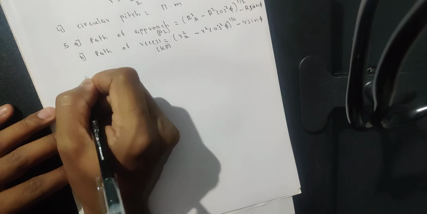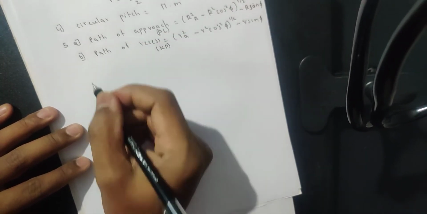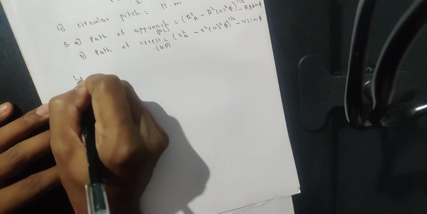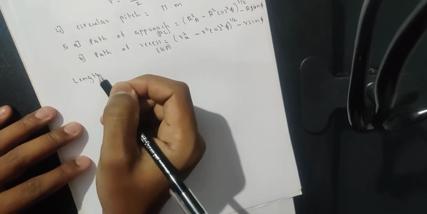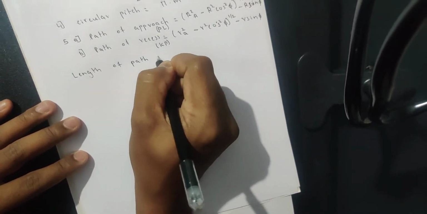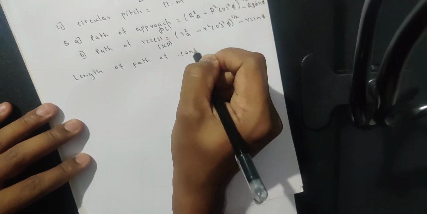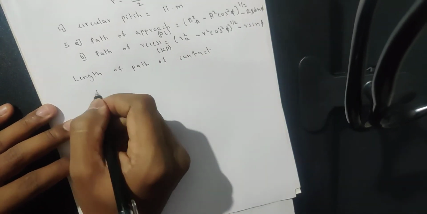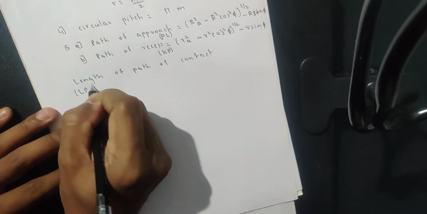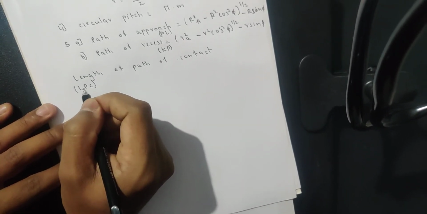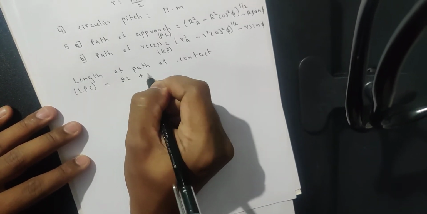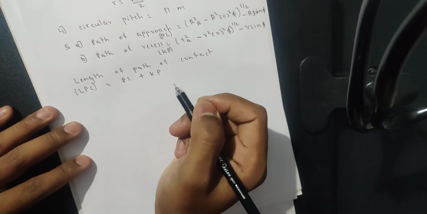The addition of these will be the length of path of contact. I'll take the short form as LPC, that is length of path of contact, which will be given as PL plus KP.